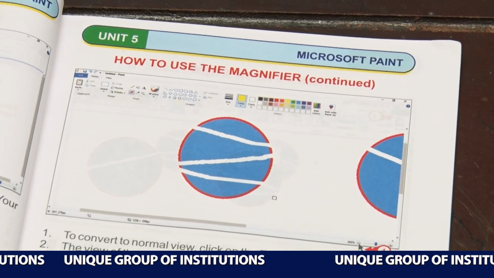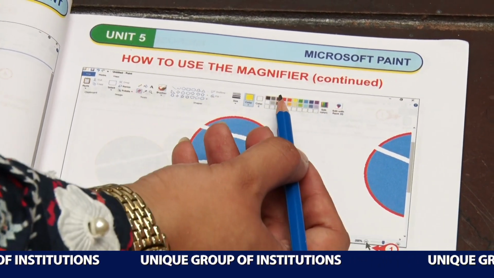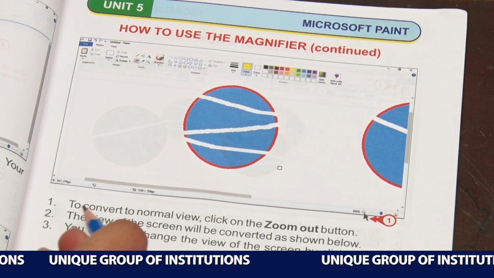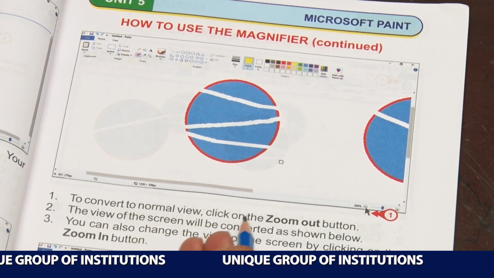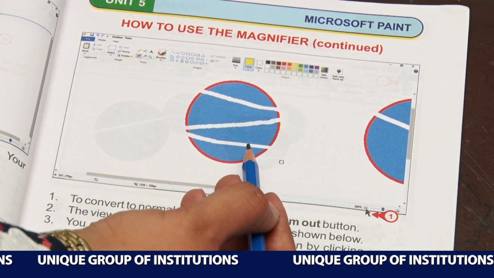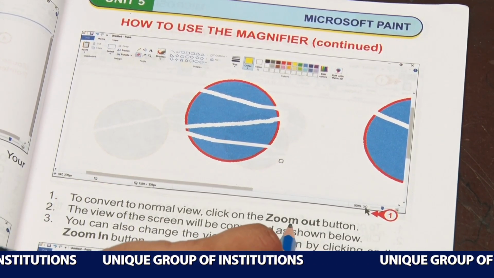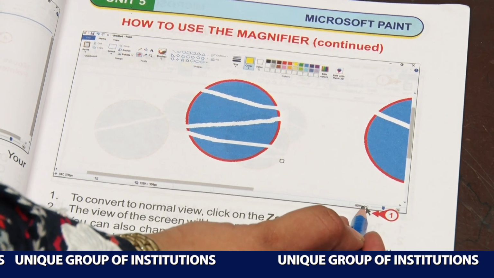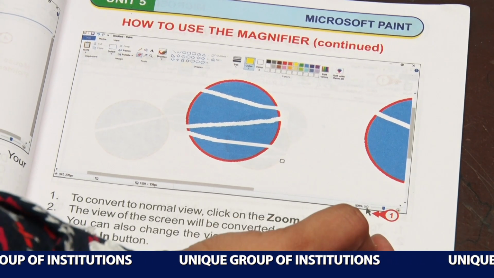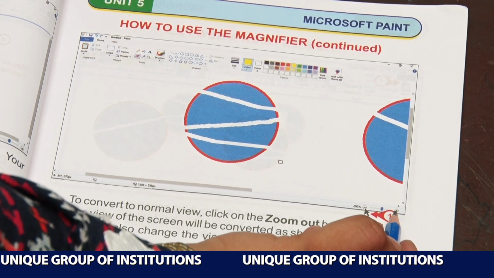Now next, on the next page, how to use the magnifier continued. This topic is still continued here. To convert to normal view, click on the zoom out button. Now we want to change the size of the picture back to the normal size. We will move to the zoom out button. Just as I told you before, you can find these buttons on the right corner of your screen.